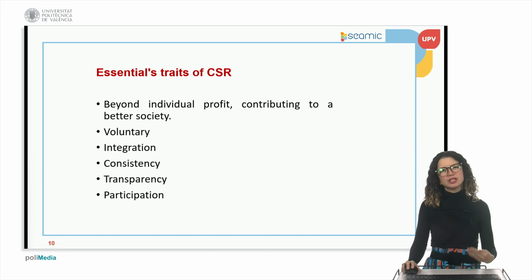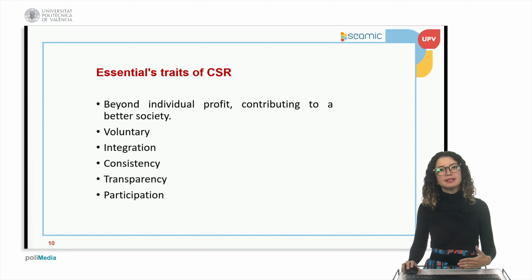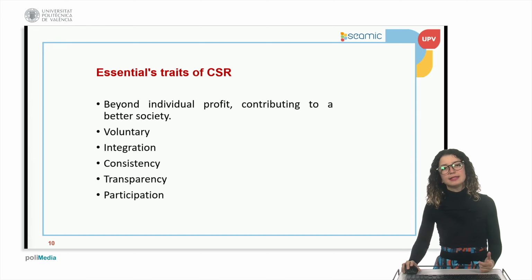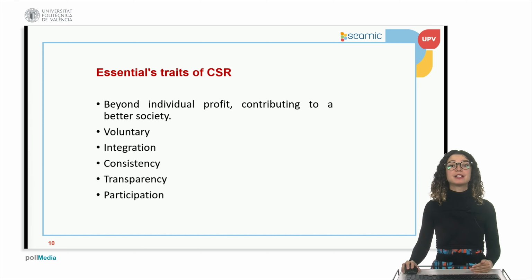Consistency means initiatives must last over time and not be a simple fad. There are two reasons why CSR should be a long-term project. The first is credibility. If a company is not consistent and coherent in its CSR initiatives, it will lose the trust of society. And the second reason is that the development of CSR initiatives in themselves requires time.